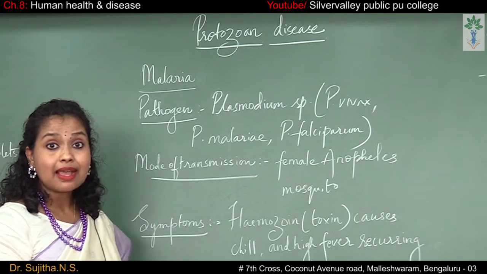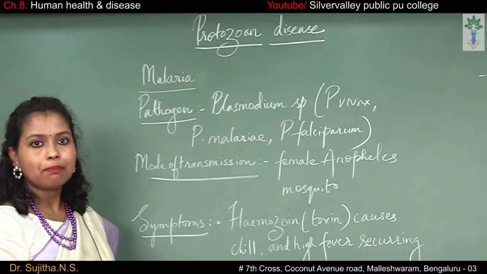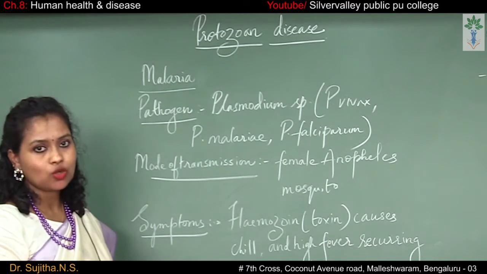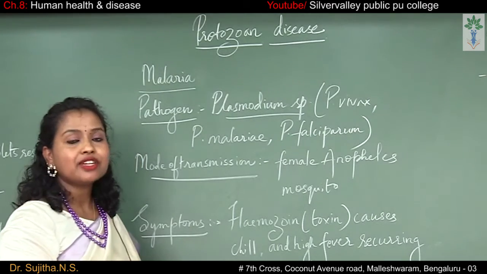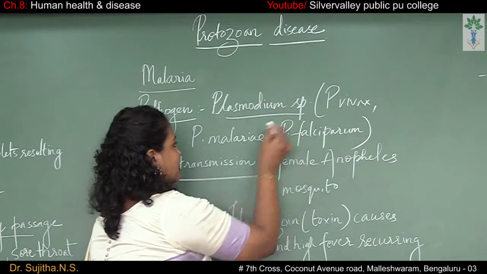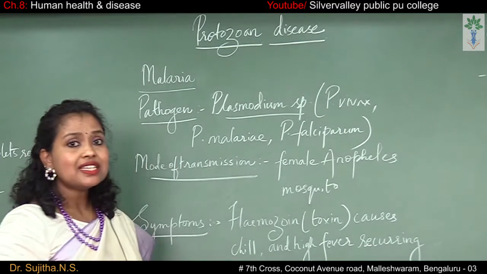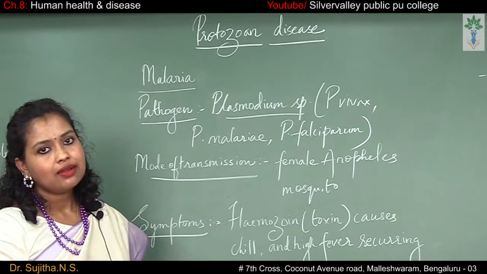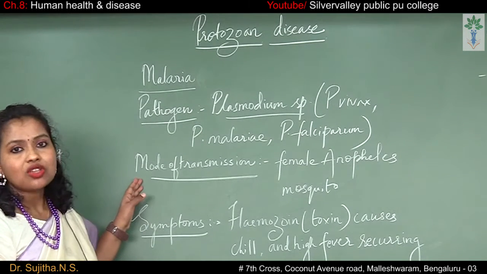And the third disease we are discussing is the protozoan disease. Protozoan disease example is malaria. Malaria is caused by a pathogen, a protozoa called Plasmodium species. So there are different types of Plasmodium. The first one is Plasmodium vivax, Plasmodium malariae, Plasmodium falciparum. So these are the different species of Plasmodium.